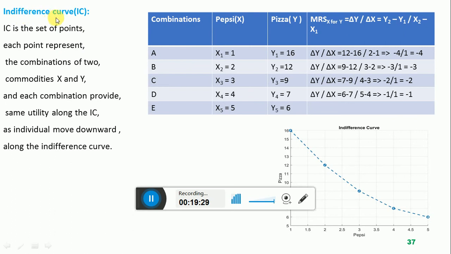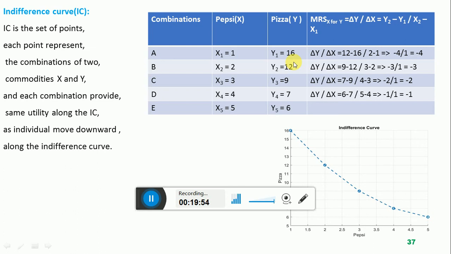Definition of the indifference curve. The indifference curve is a set of points. Each point represents a combination of two commodities, and each combination provides the same utility when we move from one combination to the other along the curve. Let me elaborate this indifference curve.